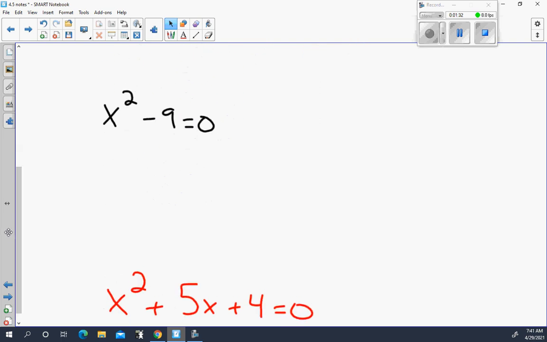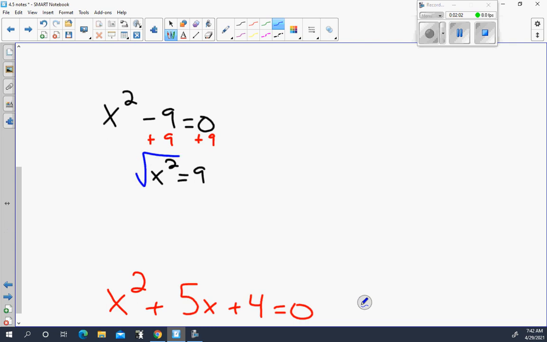Next one, how do we solve this? Solve for x. This is a polynomial. Do you just automatically know what it is? No, we're going to solve. Okay, we're going to add 9 to both sides. Get x squared equals 9. And then do what? How do I solve for x when it's x squared?